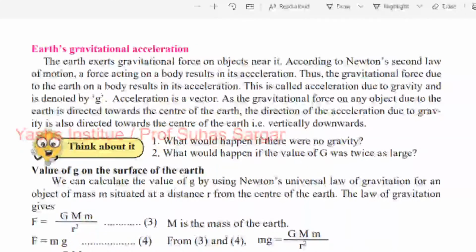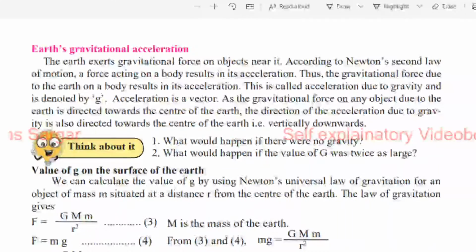Now, the next topic: the Earth's gravitational acceleration. The Earth exerts gravitational force on objects near it. According to Newton's second law of motion, a force acting on a body results in its acceleration. Thus, the gravitational force due to the Earth on a body results in its acceleration. This is called acceleration due to gravity and is denoted by small g.